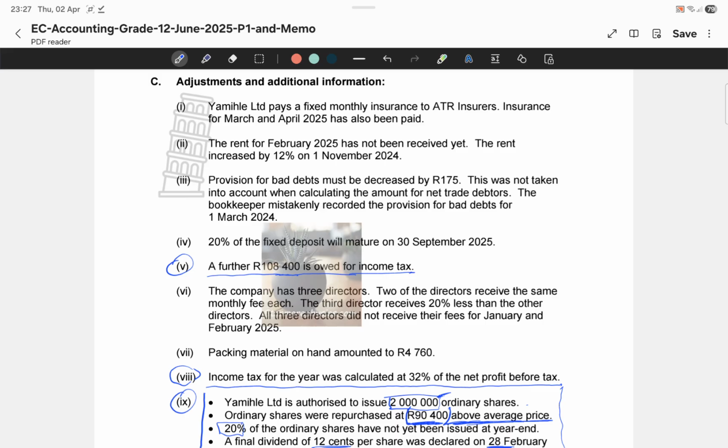Okay, now Roman figure 5 says a further 108,400 is owed for income tax. So for that amount of income tax that is included in brackets on the income statement at the end, that is the total tax for the year, which means it includes the tax owed and the provisional tax payments during the year. We have to add them if you have them.